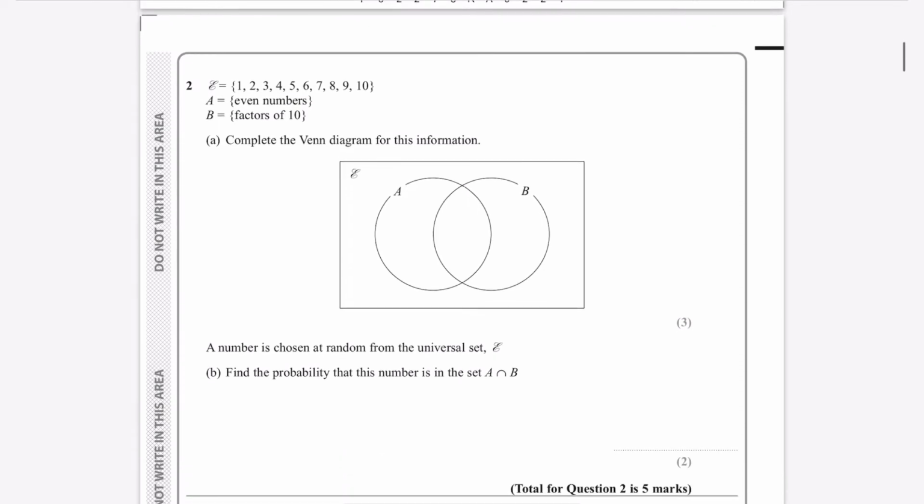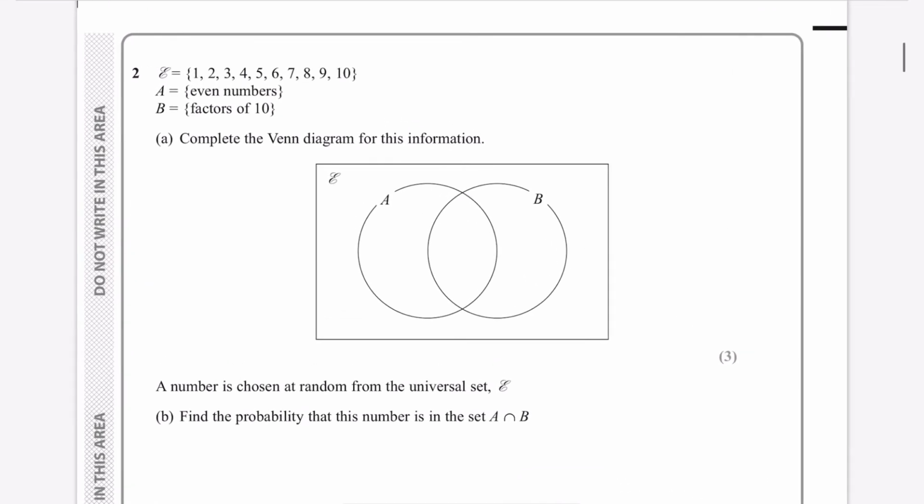Okay, so we're going to fill in the Venn diagram. It says that the universal set, this very posh E that we've got here, is all the numbers between 1 and 10. A is the even numbers, and B are the factors of 10. We're going to complete the Venn diagram. So I would start off by reminding myself that 2, 4, 6, 8, and 10 are my even numbers. My factors of 10, well, I have 1 times 10 and 2 times 5. So I have 1, 2, 5, and 10.